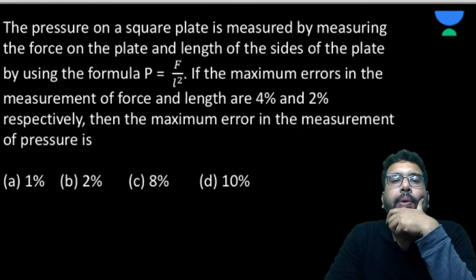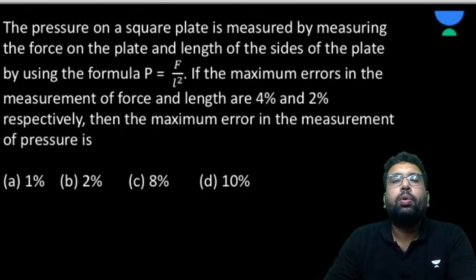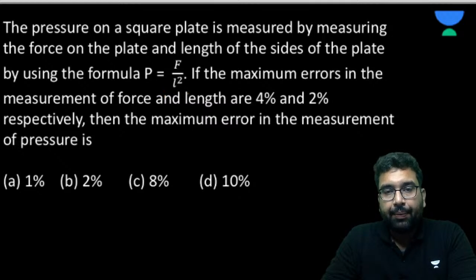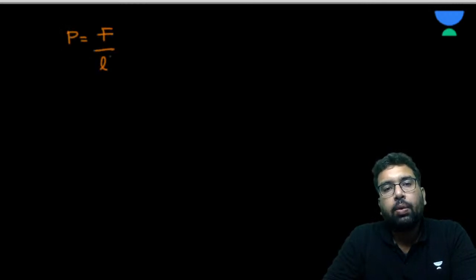It says the pressure on a square plate is measured by measuring the force on the plate and the length of the sides of the plate by using the formula P is equal to F by L square. If the maximum errors in the measurement of force and length are given, then what is the maximum error in the measurement of pressure? So see, how does the error calculation work?